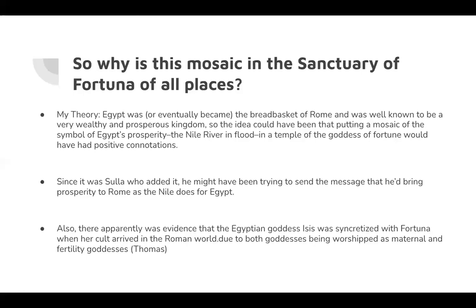by the 1st century BCE would have been recognized as a very wealthy and prosperous kingdom, the idea of placing such a mosaic, of what basically could be read as a symbol of Egypt's prosperity, the Nile River and flood, in the temple of the goddess of fortune would have had very positive connotations. And since it was specifically placed there by Sulla, it could also be assumed that he might have been trying to send a political message to the people that he would bring Rome prosperity as the Nile does to Egypt.